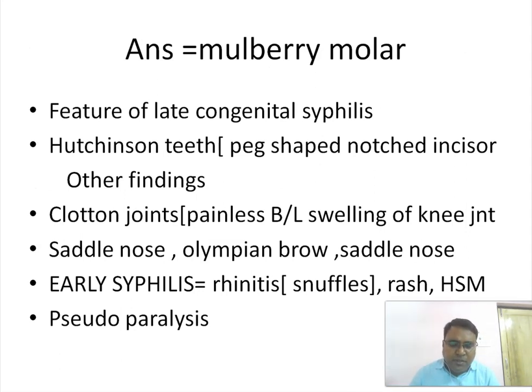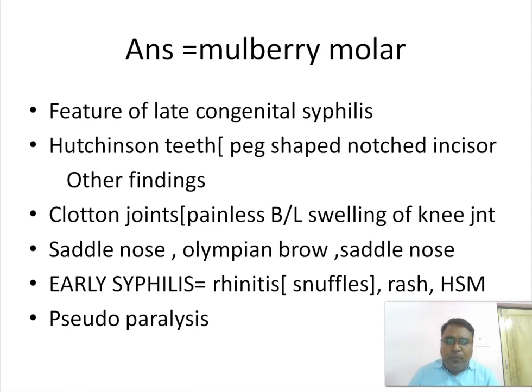As you know, there are two types of manifestations. One is early, one is late congenital syphilis manifestation. Early is within 2 years, and late manifestation we will get after 2 years. Hutchinson teeth, what do we mean by Hutchinson teeth? The peg-shaped notched incisor, this is called Hutchinson teeth. What are the other findings in late congenital syphilis? We'll get Clutton joint. What do we mean by Clutton joint? This is the painless bilateral swelling of the knee joint. That is known as your Clutton joint.